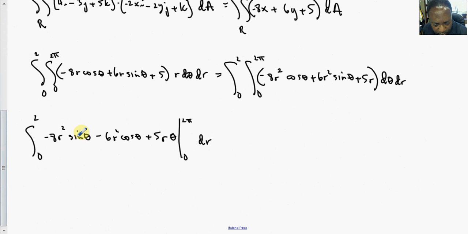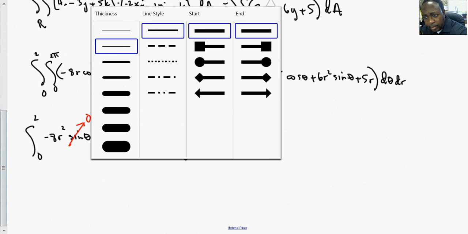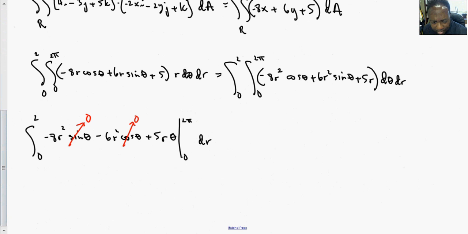Now, see if you can help me so I don't have to do all the writing. You evaluate sine at 2 pi, that's 0. Then minus, you evaluate sine at 0, that's 0. So this is 0, right? Evaluate cosine at 2 pi, you get 1. Minus cosine at 0 is 1. So isn't that 1 minus 1, 0? See that? Make it light on yourself. So that information goes out.